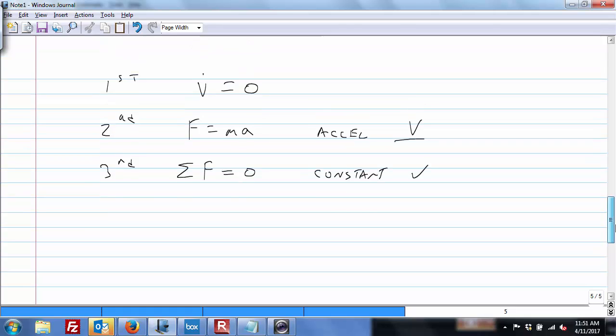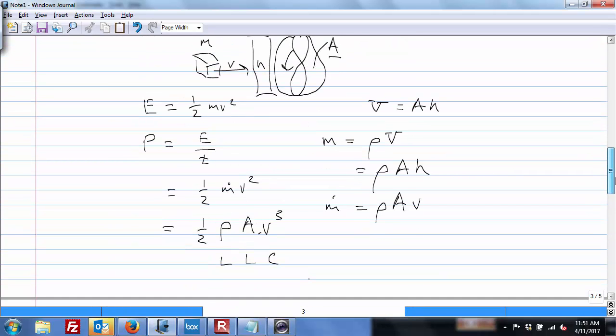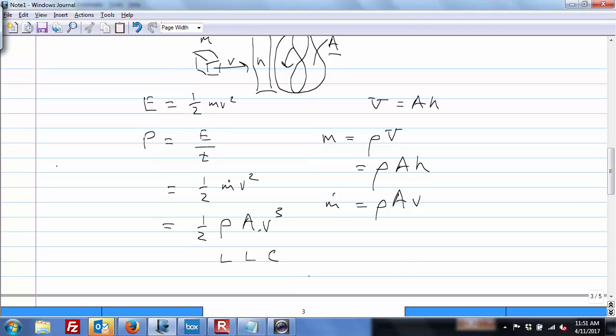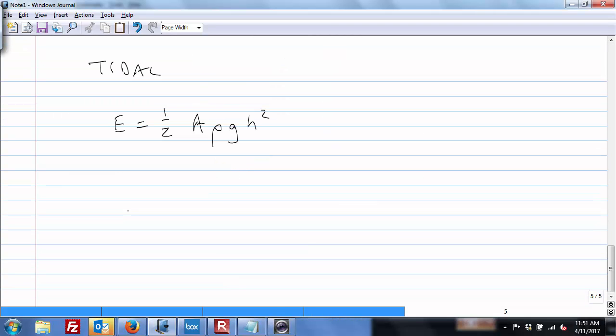Let's compare that to our energy equation before. If we write it this way, E equals 1/2 m, and m is rho times volume V, so 1/2 rho volume v squared. This was for a turbine. That's energy.